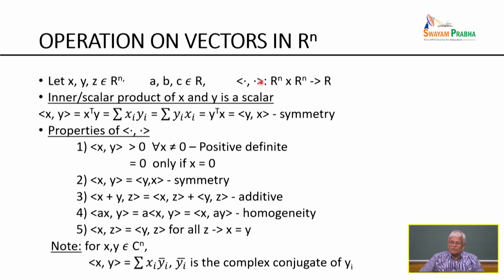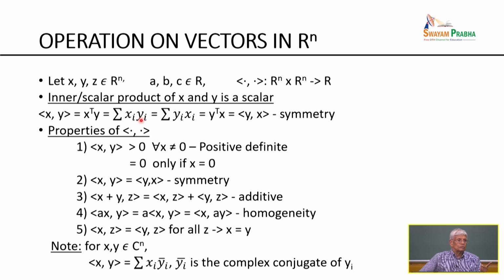Now I am going to define an operation called the inner product. The inner product is represented by an opening bracket, dot, comma, dot, closing bracket. The dot represents a space. So if I say (x, y) within brackets, that represents x transpose y. x is a column vector, x transpose is a row vector. Therefore, x transpose y is the summation of the products xi yi.